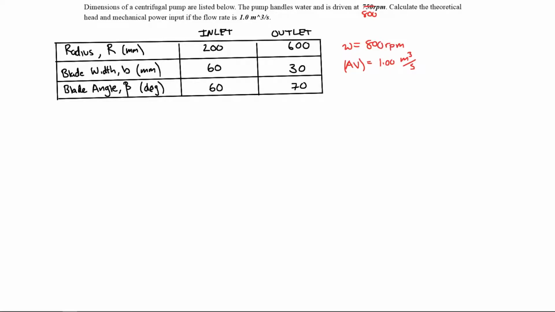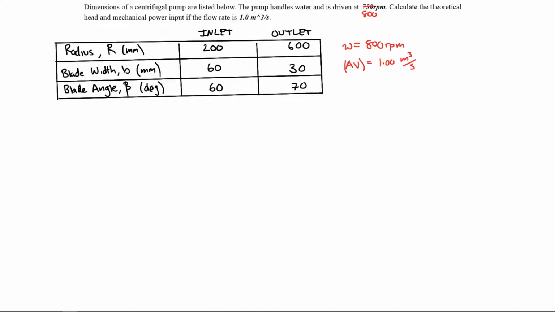Today we'll be working with a turbomachine problem, in this case a centrifugal pump. So the problem statement says, the dimensions of a centrifugal pump are listed below. The pump handles water and is driven at 800 RPM. Calculate the theoretical head and mechanical power input if the flow rate is 1 meters cubed per second.